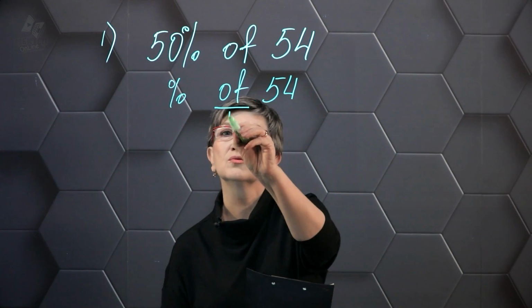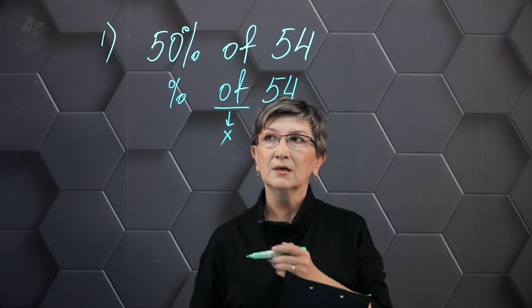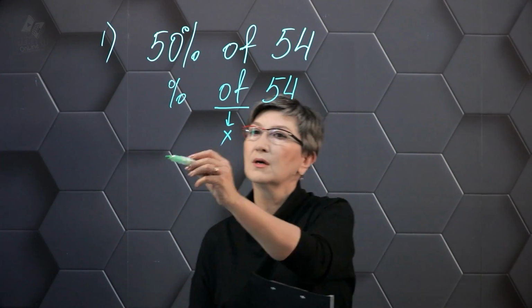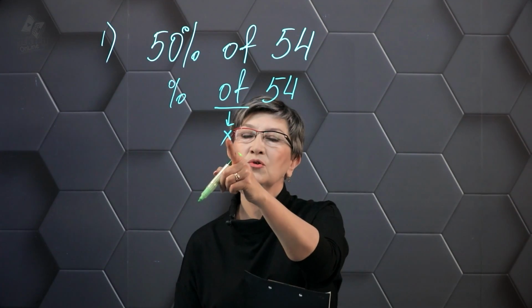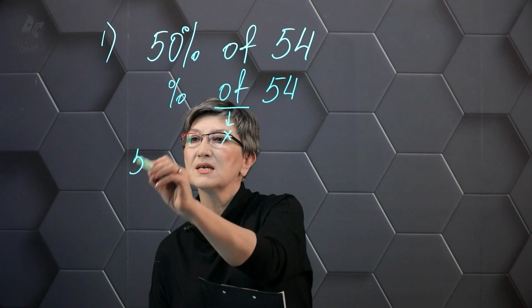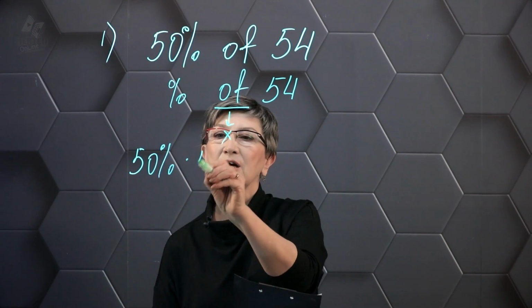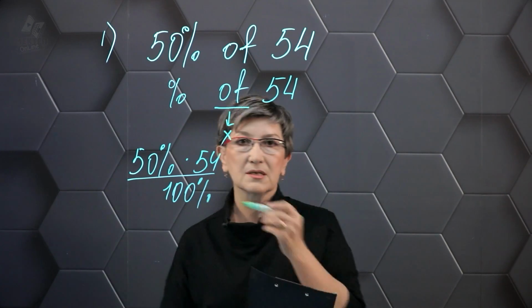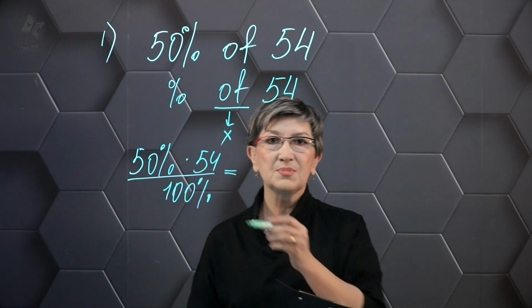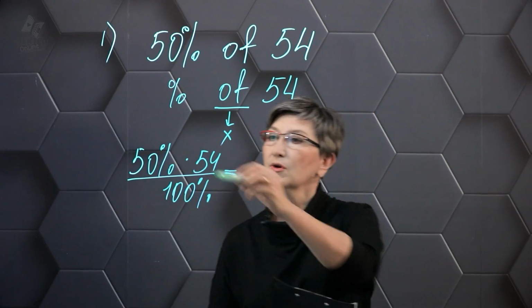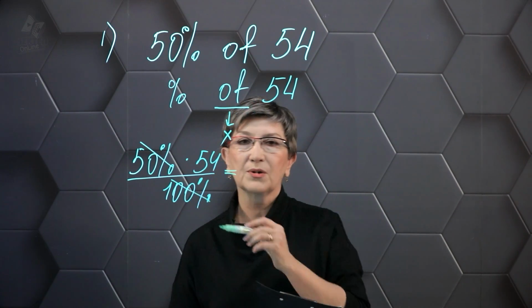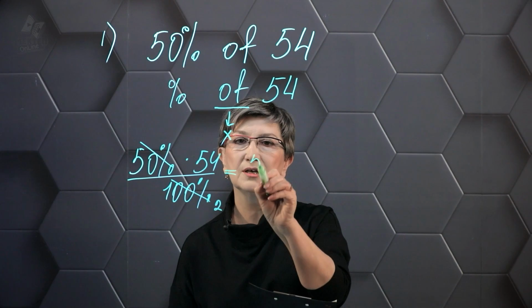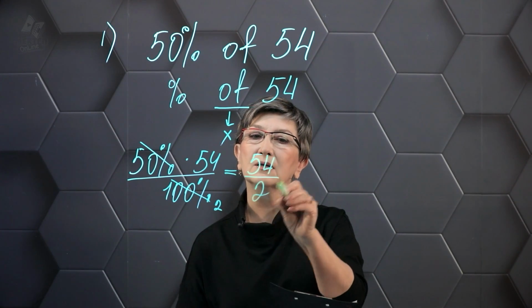To do that, we need to multiply. So I multiply the percentages by the number. And if I remember what I need to multiply, I multiply 50% by 54 and divide it by 100%. That's it. I've written down the algorithm and now I'm acting on it. 50% and 100% are reduced. That leaves 2. 54 divided by 2, that's 27.